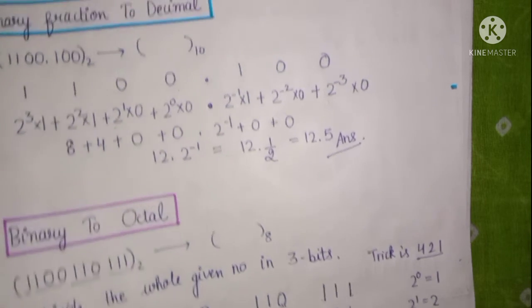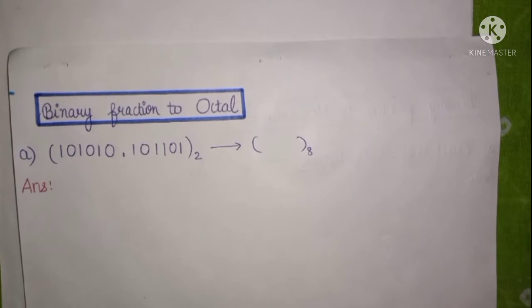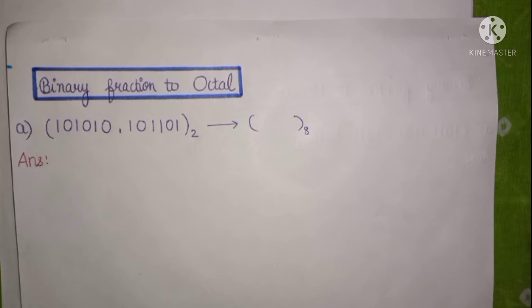Okay, so now what will happen if a binary fraction to octal comes? So how will we do that?